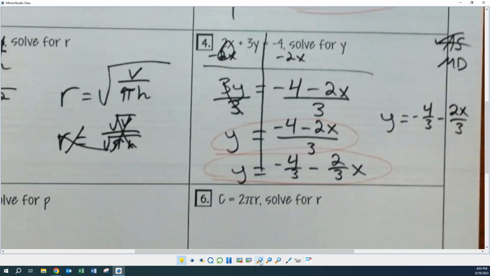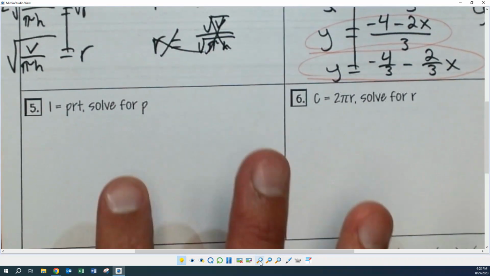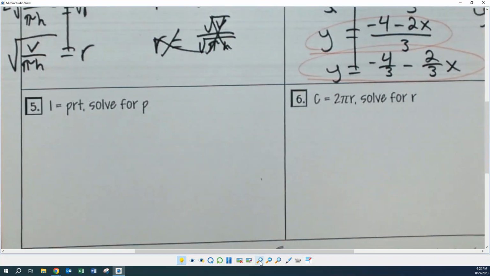All right, you have problems 5 and 6. There is no adding or subtracting with problems 5 and 6. So it's just dividing across.